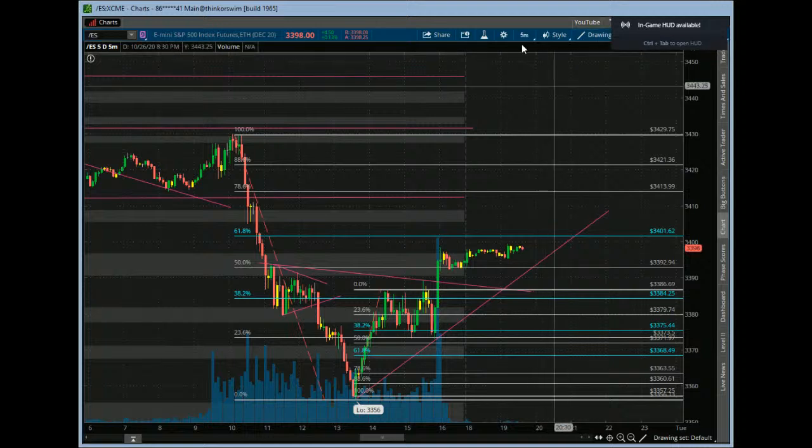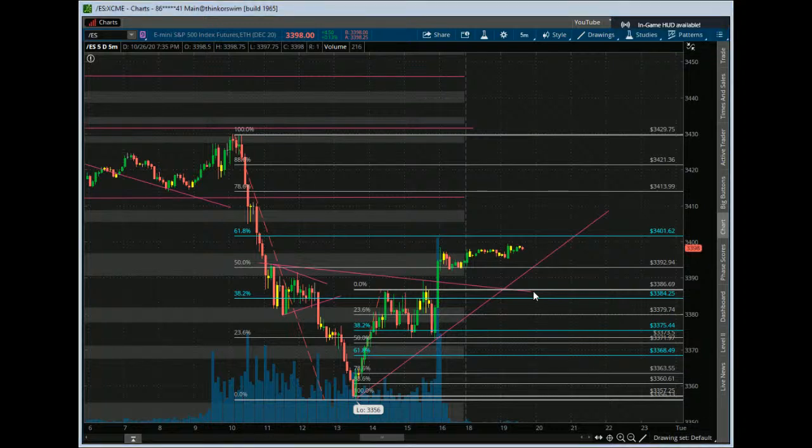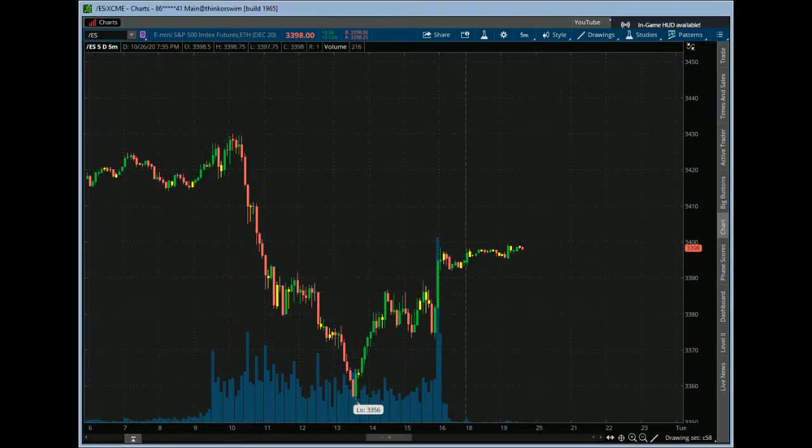So what I'm going to do is put up a fresh drawing set here, and let's see what we got here. So we got 57, create drawing C58. Okay, and look at that, perfectly clean chart, right?